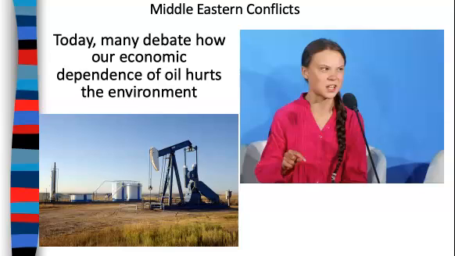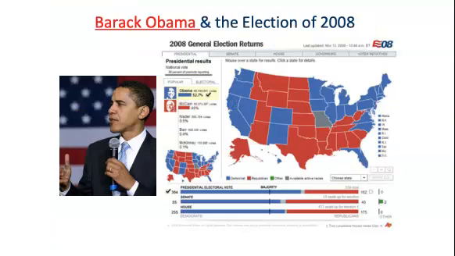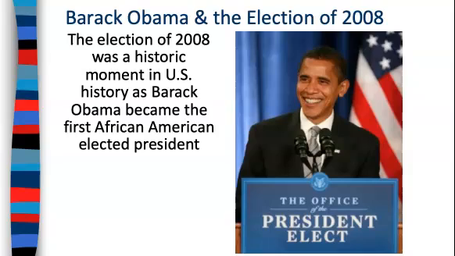And now to our last key idea, number four. Despite economic and foreign policy challenges, the United States continues as the world's leading superpower in the 21st century. Now, as we got into the 21st century, we saw historic change. In the election of 2008, we saw our first African American president elected, that of Barack Obama. And this was an absolutely historic moment.